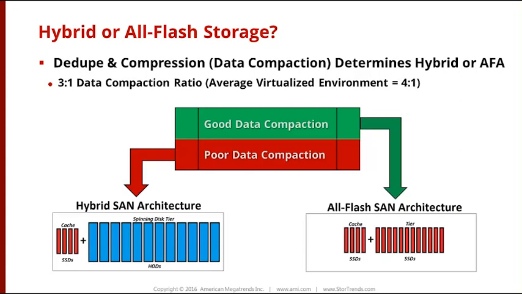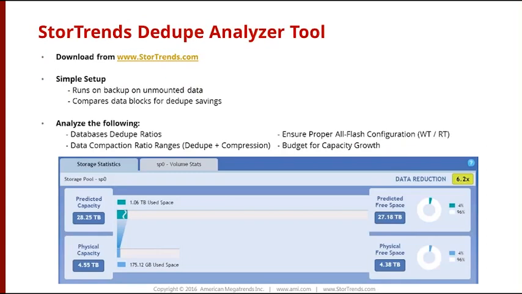But if you have a 3-to-1 data compaction ratio or better, you're more prone to move towards the all-flash array. You're going to see a cheaper price out of the all-flash because we can get better deduplication and compression out of your data set. So to know this, we have a tool. It's called the StoreTrends Dedupe Analyzer. It's on our website at storetrends.com. You can download this for free.